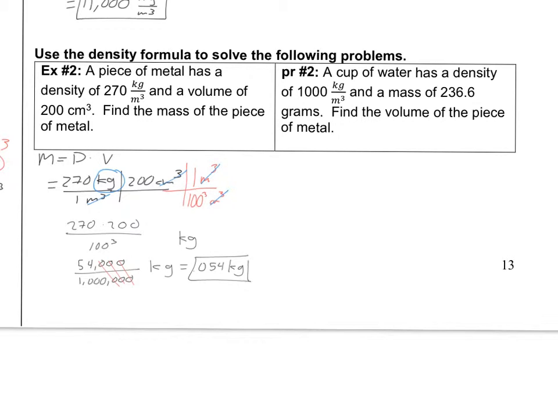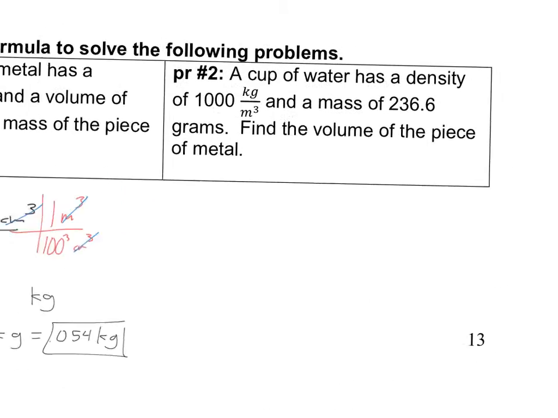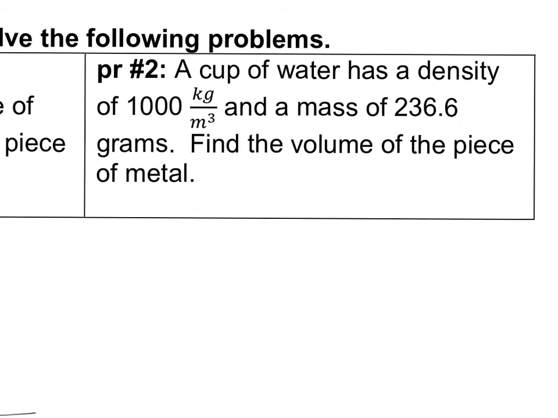Alright, so now I want you to try practice number 2. I want you to notice right away though that the mass they give you here is in grams and your density is in kilograms per cubic meter. So you're going to need to get from grams to kilograms somehow. Go ahead and give it a shot if you're not sure what to do. Don't worry, I'm going to work it out with you guys in just a second.